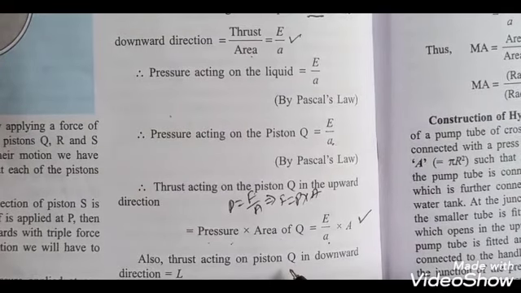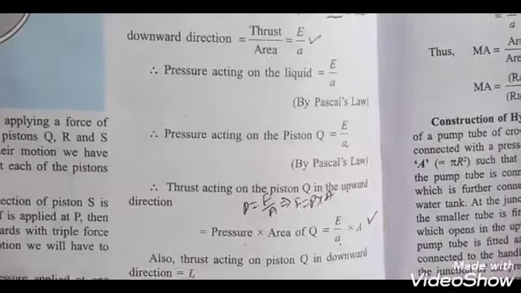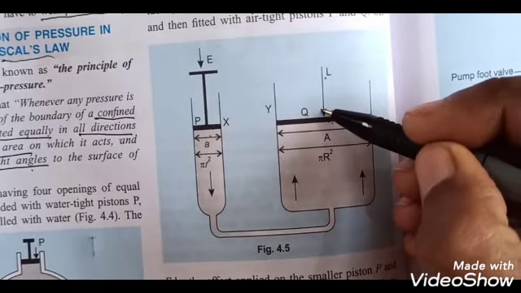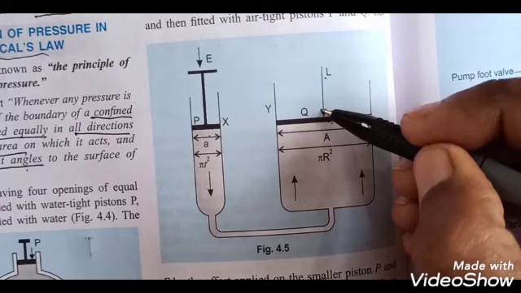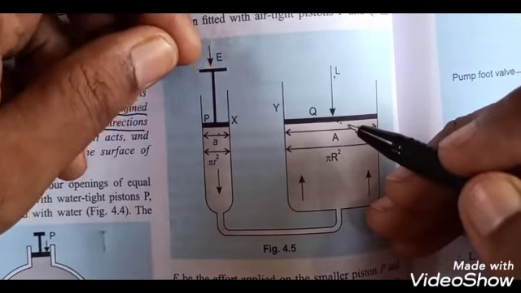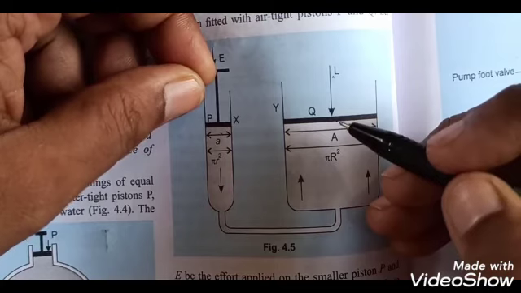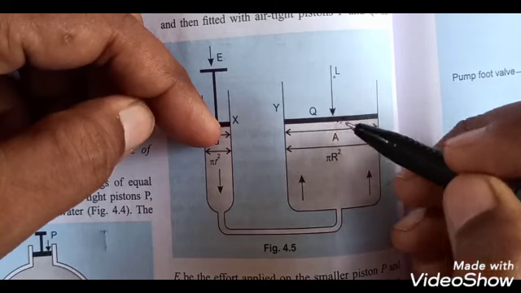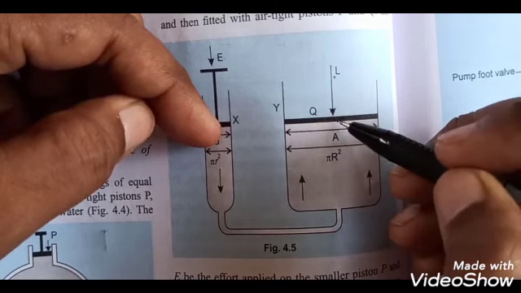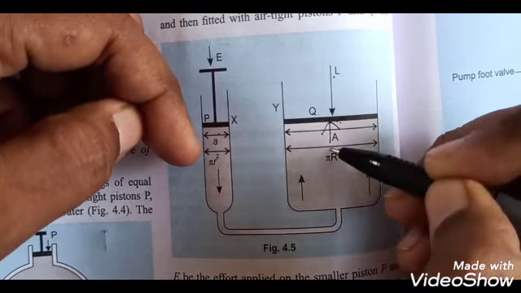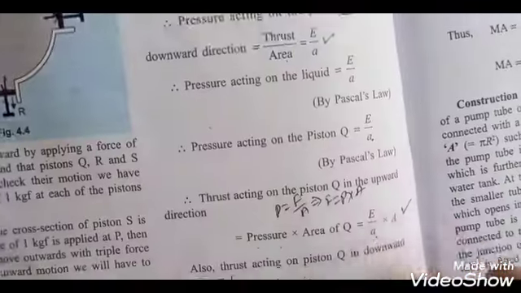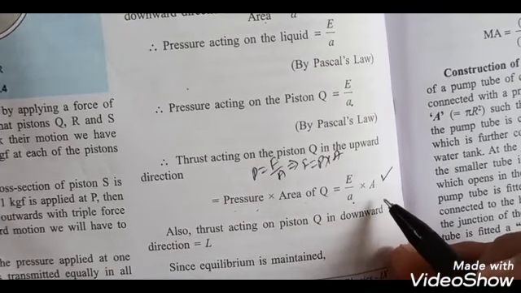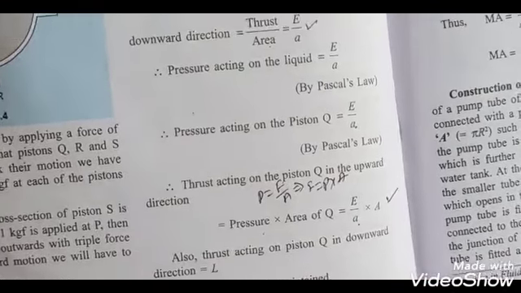Also, the thrust acting on piston Q in the downward direction is L. Suppose the load L is kept here, and by applying force E on this pump piston, both pistons are static, meaning neither going up nor coming down. It means the upward force acting on Q, which we have already calculated, is equal to E over small a into capital A. This is the thrust acting in the upward direction on piston Q.